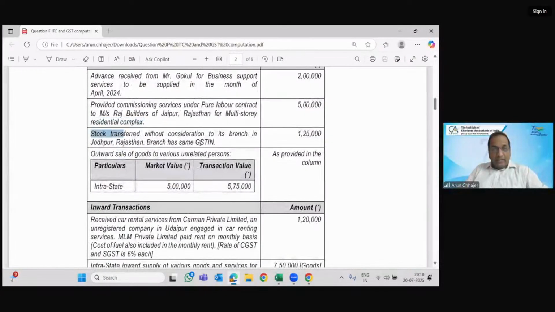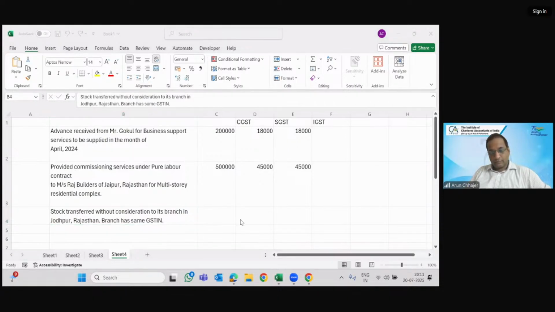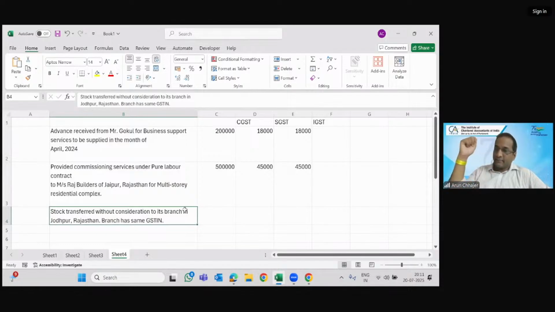Stock transfer without consideration to its branch in Jodhpur. The branch has the same GSTIN number. Tell me, will it be taxable or will it not be taxable? Now give me the reason why taxable, why not taxable.